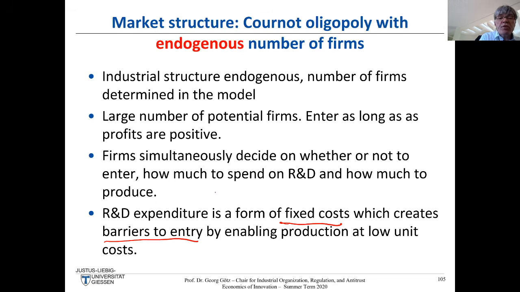We know they need to invest in x. Just think of Tesla. They also invest now in this factory next to Berlin, and they have to make rather high investment to enter the German market, or at all to enter the market. So you have to invest. What we now assume is that we have a large number of potential firms, and these firms enter as long as profits are positive. Firms now simultaneously decide on three things, namely whether or not to enter, how much to spend on R&D, and how much to produce.